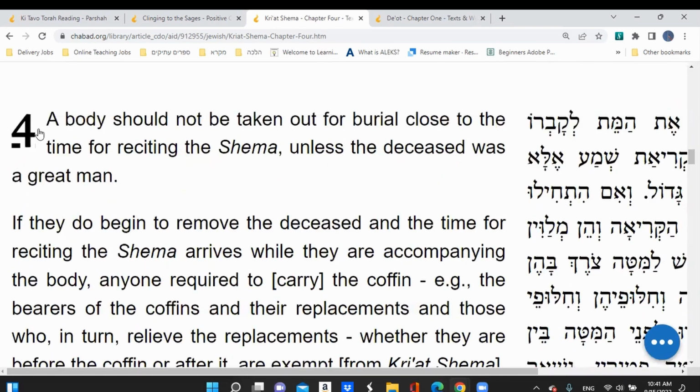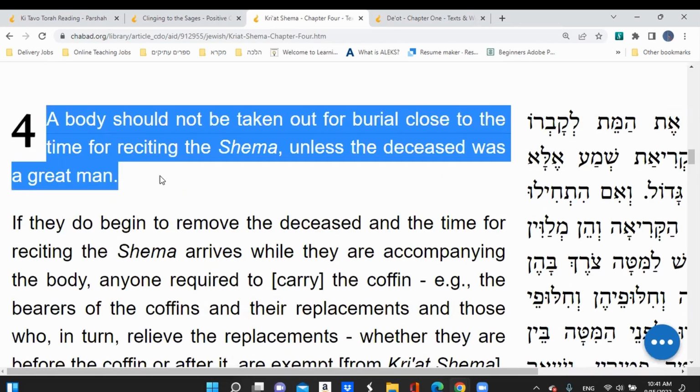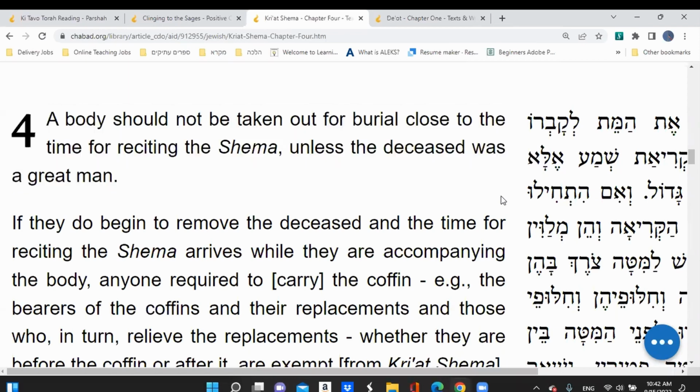All right, Halakha Arba. A body should not be taken out for burial close to the time for reciting the Shema, unless the deceased was a great man.